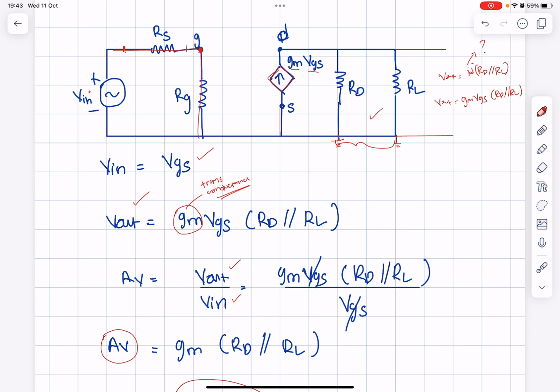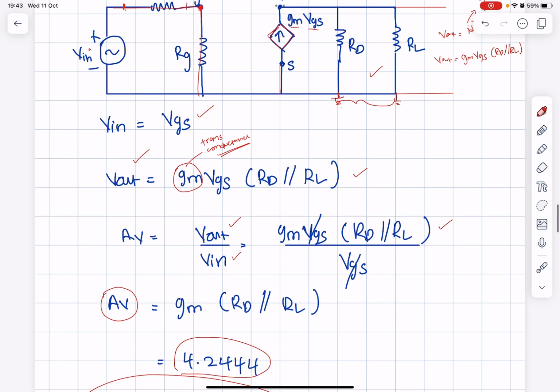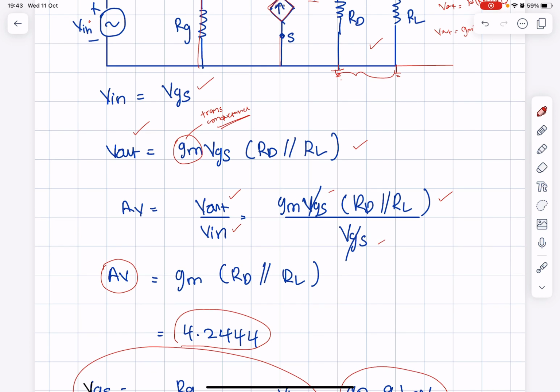So your Vout equation is gm VGS, and RD and RL are in parallel, so you need to make it in series. So your equation is gm VGS times RD in parallel with RL, which is your Vout, and then Vn here is equal to VGS. So if you put it inside the equation Av equal to Vout divided by Vn, you can cancel VGS here, and then what remains is only gm. Av equal to gm multiplied by RD in parallel with RL.